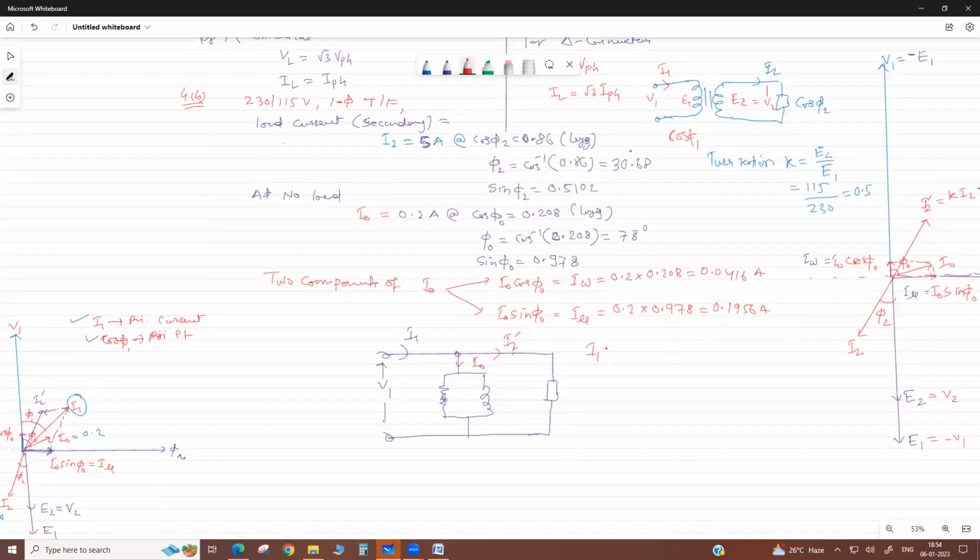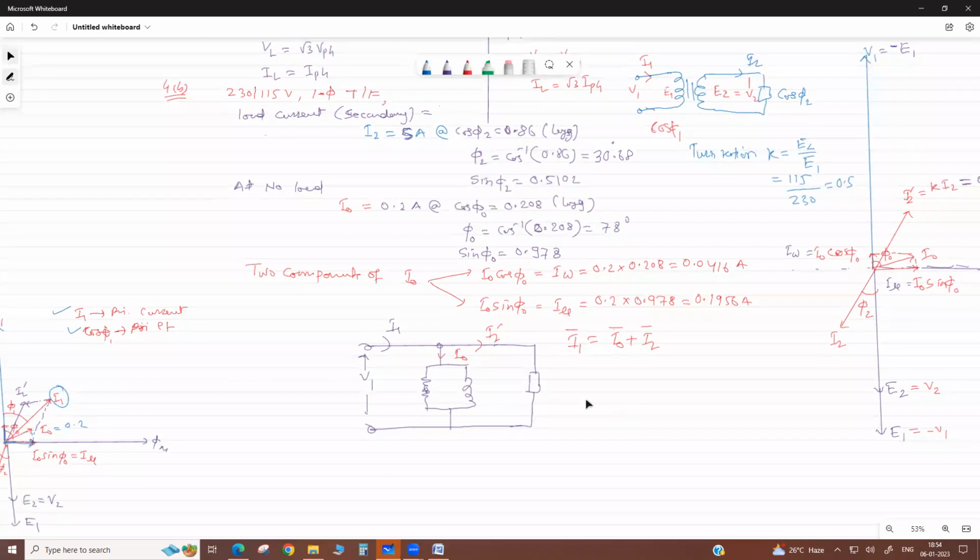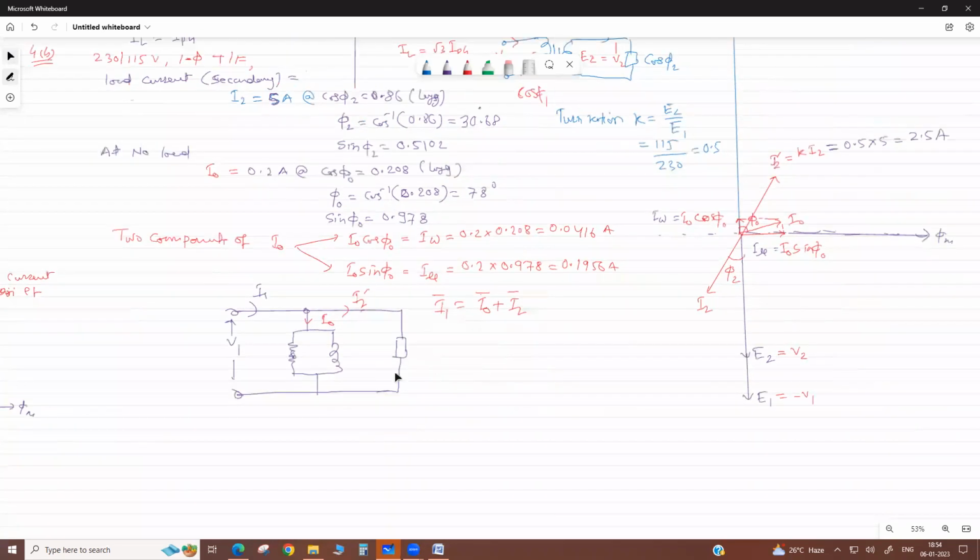Then what is the primary current total? This is a vector sum of these two. It is not an algebraic sum. We cannot just add I0, that is 0.02, plus this 0.25, because they are out of phase, no? That's why we do the vector sum. Okay. Got it? So this is your primary current.